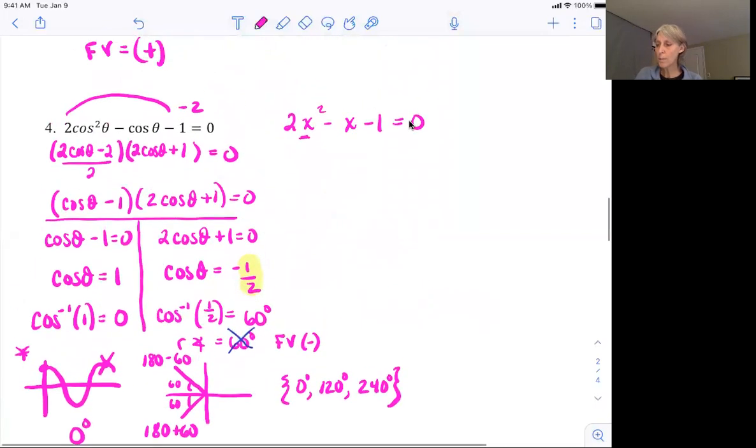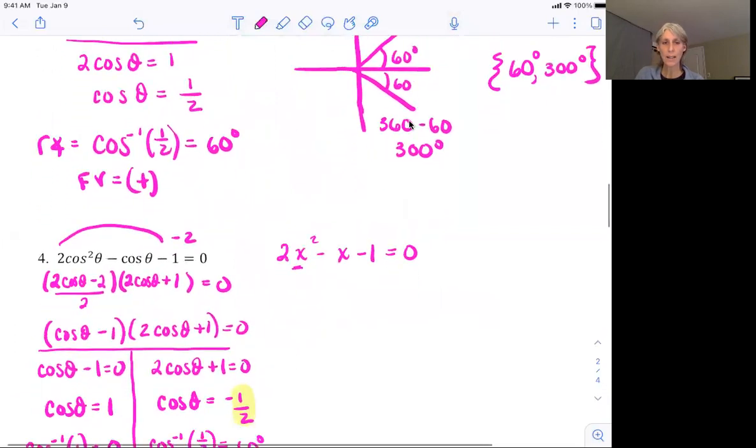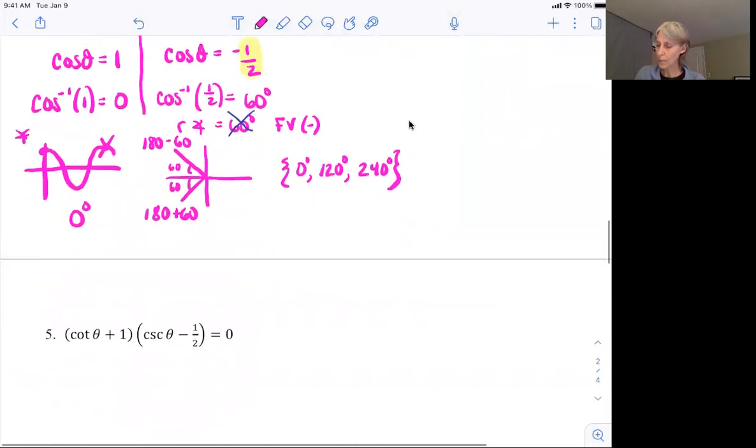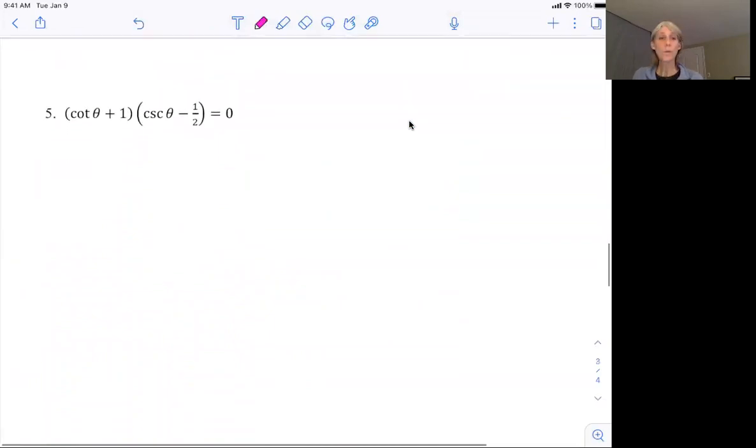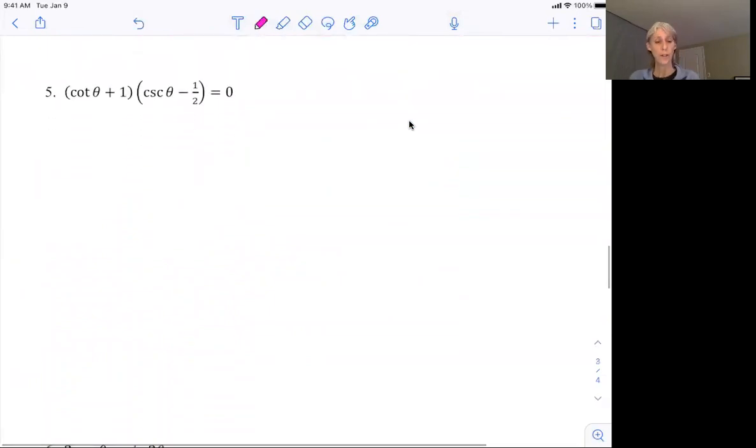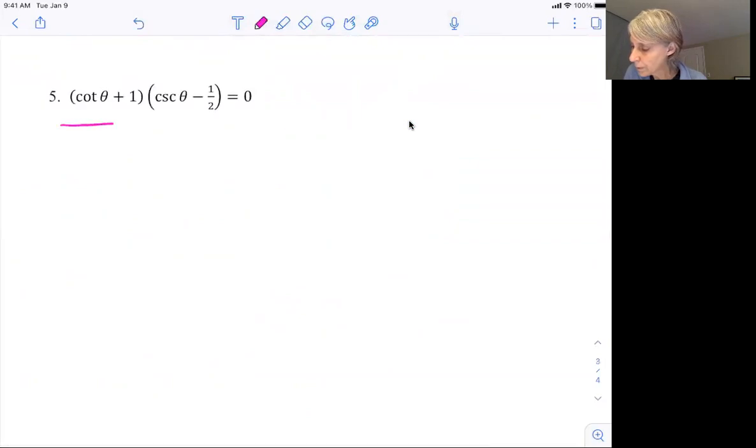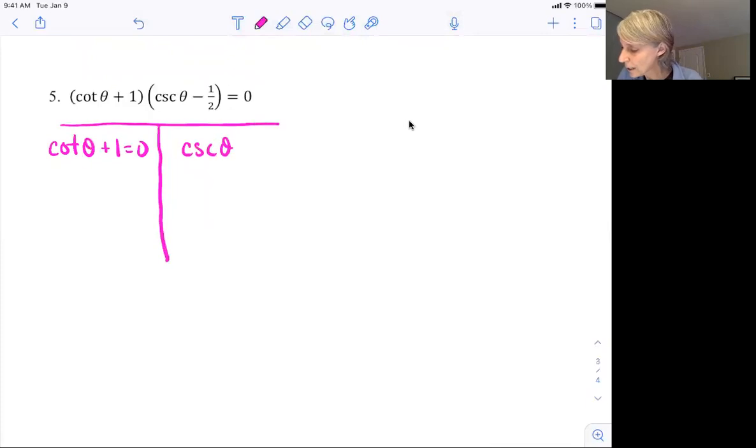So, we are building in difficulty. We started out simple, got a little more complicated. Now we're going to deal with some reciprocal trig functions. So how do we deal with these? Well, this example is nice and easy because it's already factored for us. So to get our solutions, all we really have to do is set each of these factors equal to 0. Cotan theta plus 1 equals 0. Cosecant theta minus 1/2 equals 0.